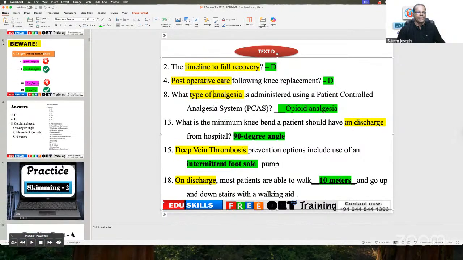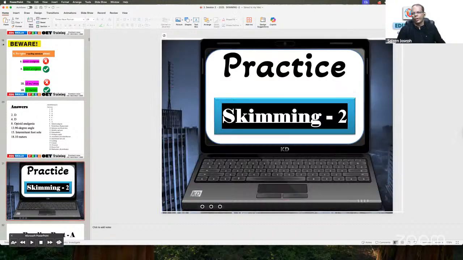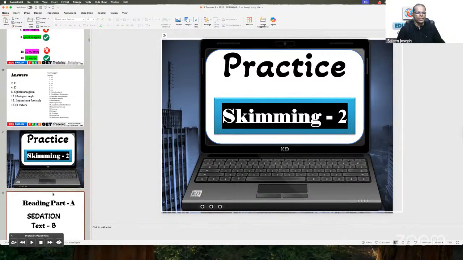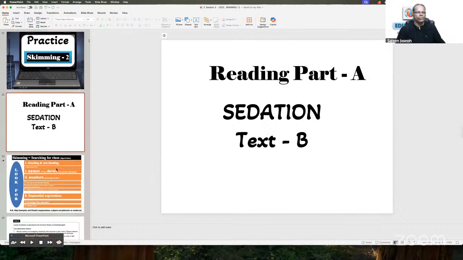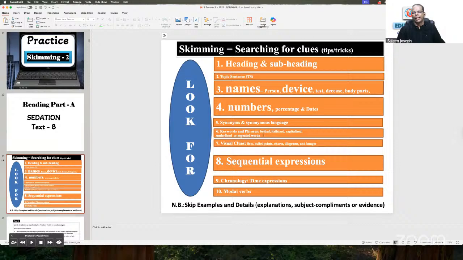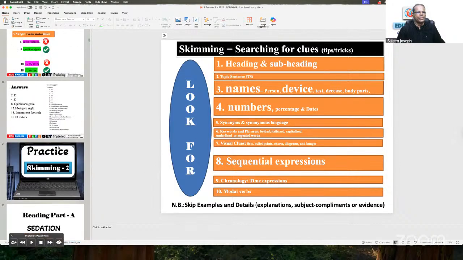Yes, Father. Practice skimming. This is the order. Actually, for the third one I took first there, so I changed the order. This is skimming 2, practice test 2. That was on sedation, reading part A, sedation text B was taken. We are taking different tests to show that all these things are there. Again, I want to tell you, in the previous one, how many were there?